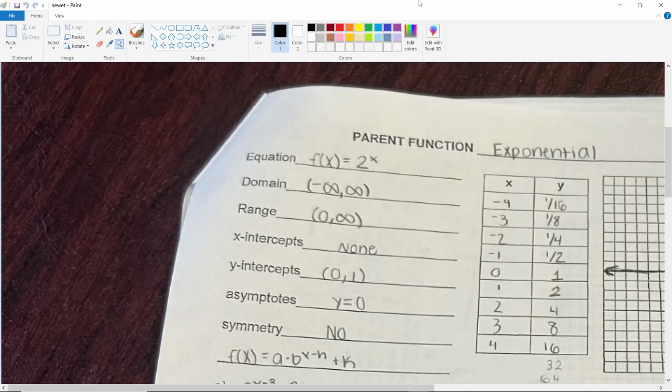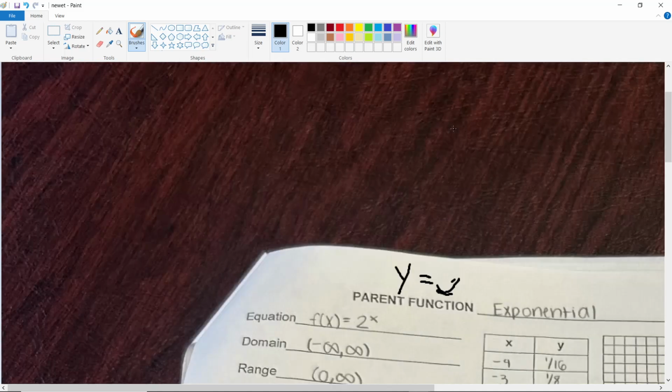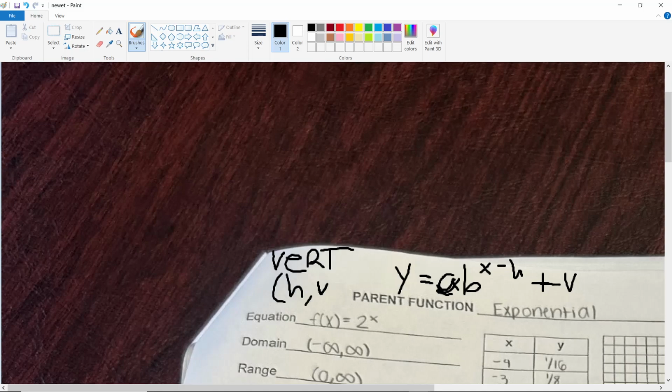These are exponential functions. The parent function is y equals a times b to the x minus h power plus v, and these are all the shifts. Or what's being called the vertex here on this worksheet is h, v.